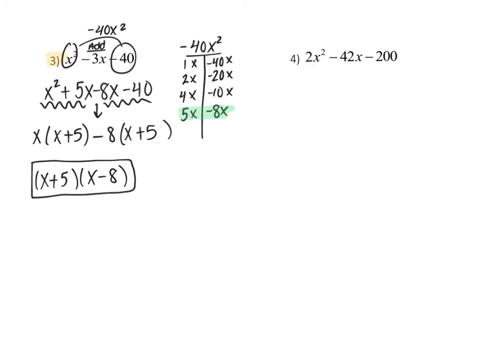Okay, so number 4. Number 4 is a little different than all the rest because there's actually a GCF that I can pull out of all 3 terms first. So I can divide everything by 2, right? They're all even numbers. When I divide 2x squared by 2, we get x squared. When I divide negative 42x by 2, I get negative 21x. And when I divide negative 200 by 2, I get negative 100.